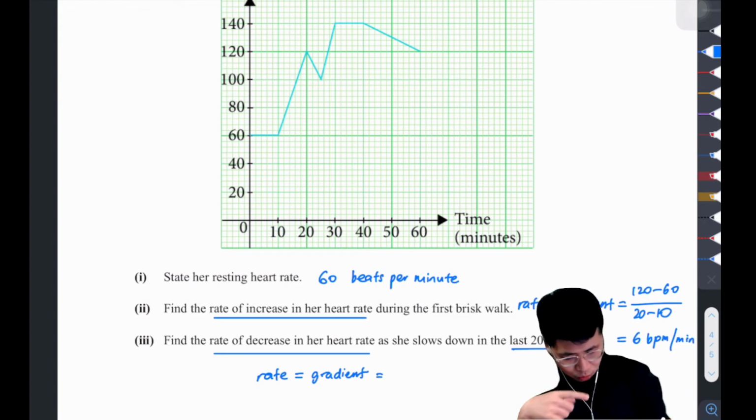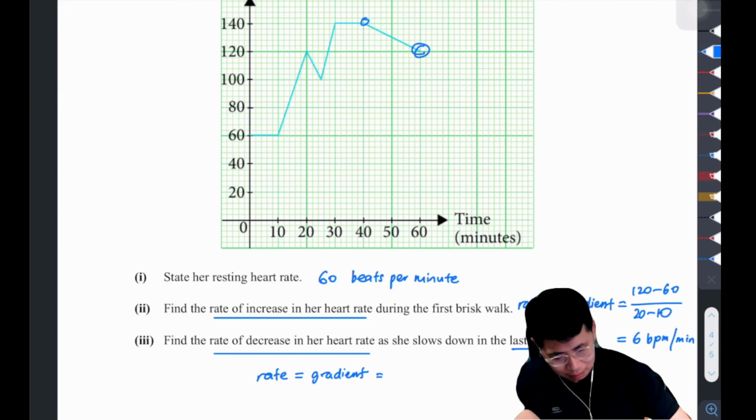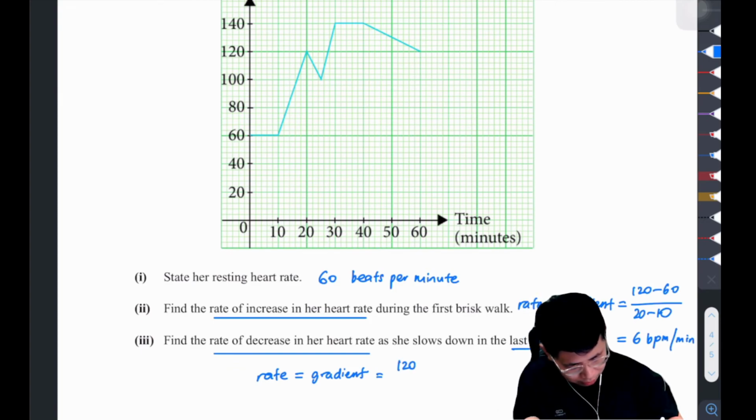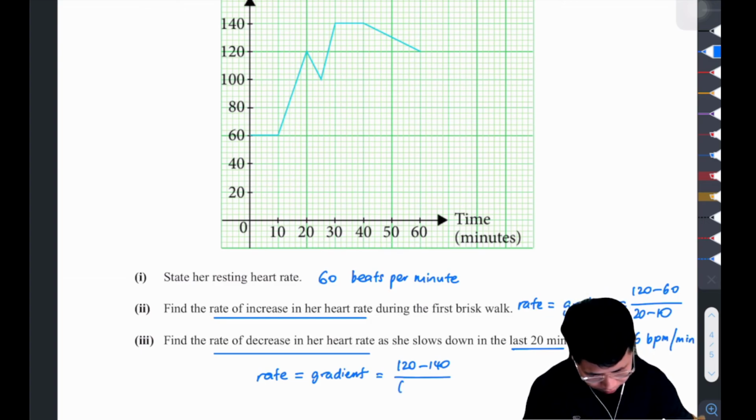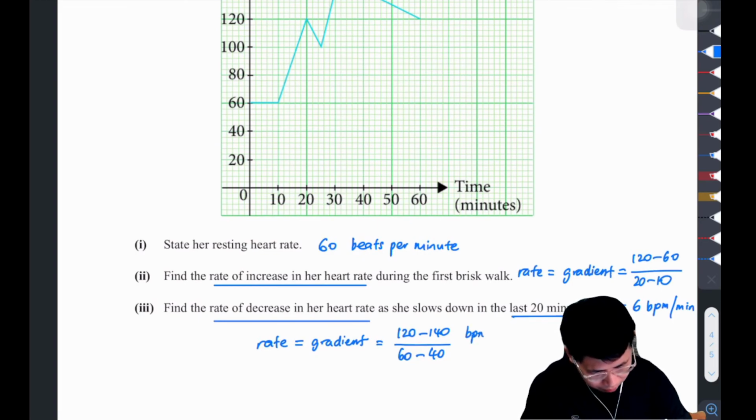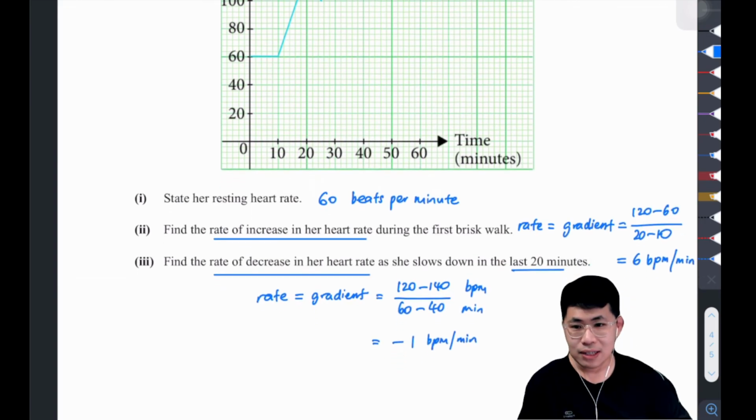The gradient is equal to y2 minus y1, so 120 minus 140, over x2 minus x1, so 60 minus 40. The unit at the top is beats per minute, and the bottom is going to be minutes. So this is going to be negative 20 over 20, so negative 1 beat per minute for every single minute. So every single minute her heartbeat is going to drop by 1 beat per minute.